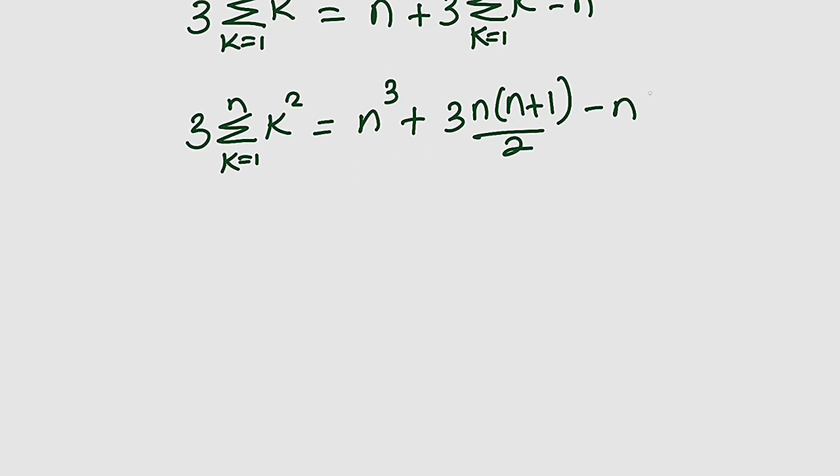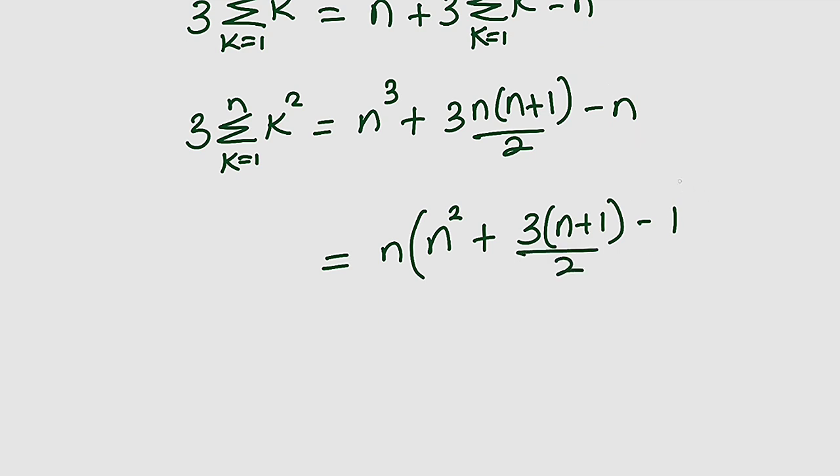I can factor out n from all of these terms. So this is equal to n outside. Inside, from this one, we have n squared. Then plus 3, this n is already outside, we have n plus 1. Then minus 1 because the n is outside already. Remember, this is divided by 2.